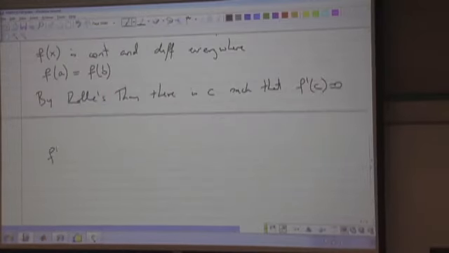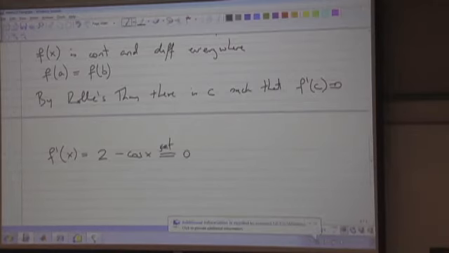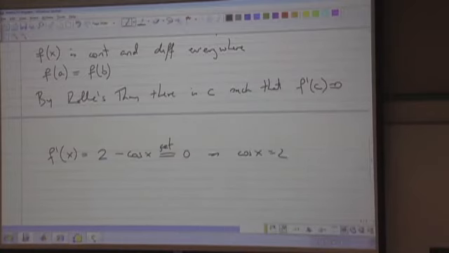However, f prime of x is 2 minus cosine of x. If you set this equal to 0, this means that cosine of x is equal to 2. Need I go any further? Trigonometric functions have a range between minus 1 and 1. Can cosine ever equal 2? So, contradiction.